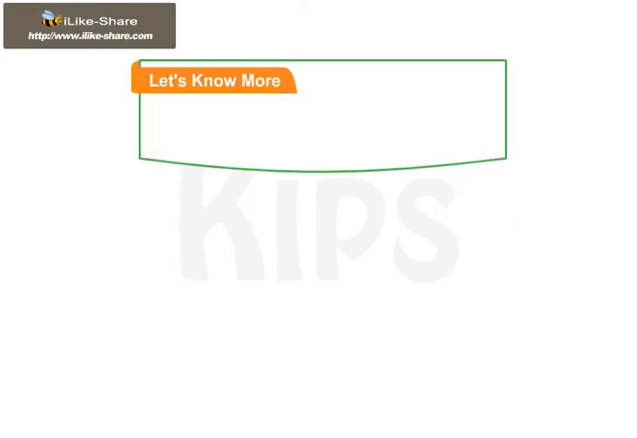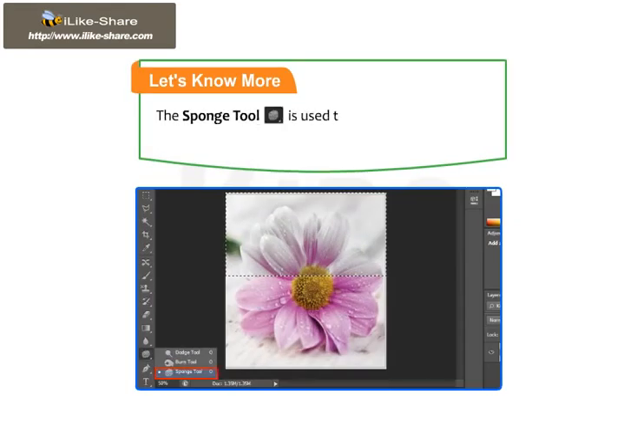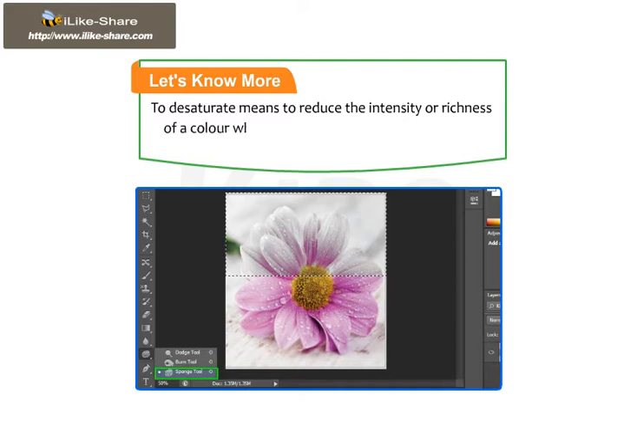Okay, know the fact. The sponge tool is used to desaturate or saturate a part of an image. To desaturate means to reduce the intensity or richness of a color, whereas to saturate means to add more vibrant colors or to brighten a picture.